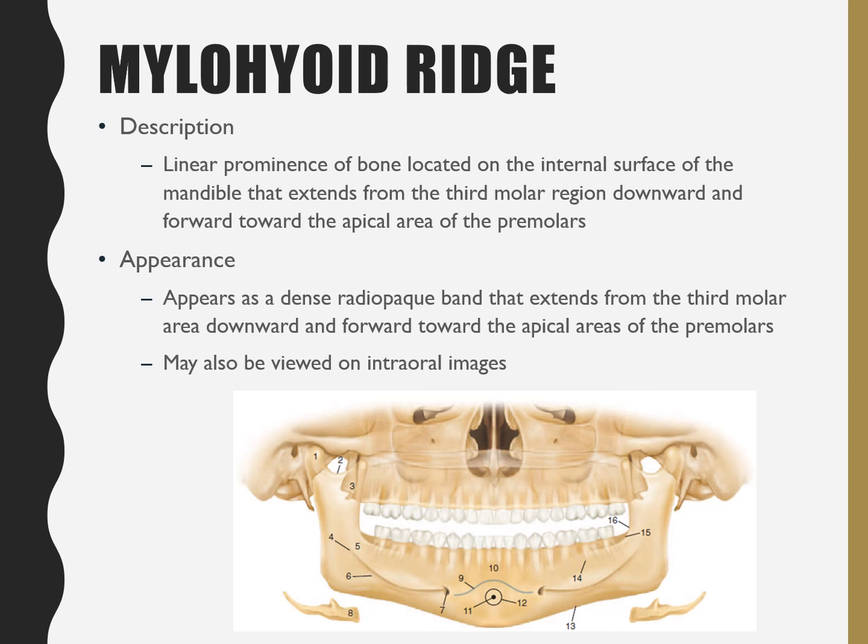It's number 14. It starts near the third molar region, sorry, and it extends all the way down toward the premolars. You can also see it on your intraoral images as well, but it's going to appear as a dense radiopaque band. Sometimes it's going to be kind of confused with the external oblique ridge. So don't get those two confused. The mylohyoid ridge is the ridge that appears on the inside, on the lingual surface, okay?